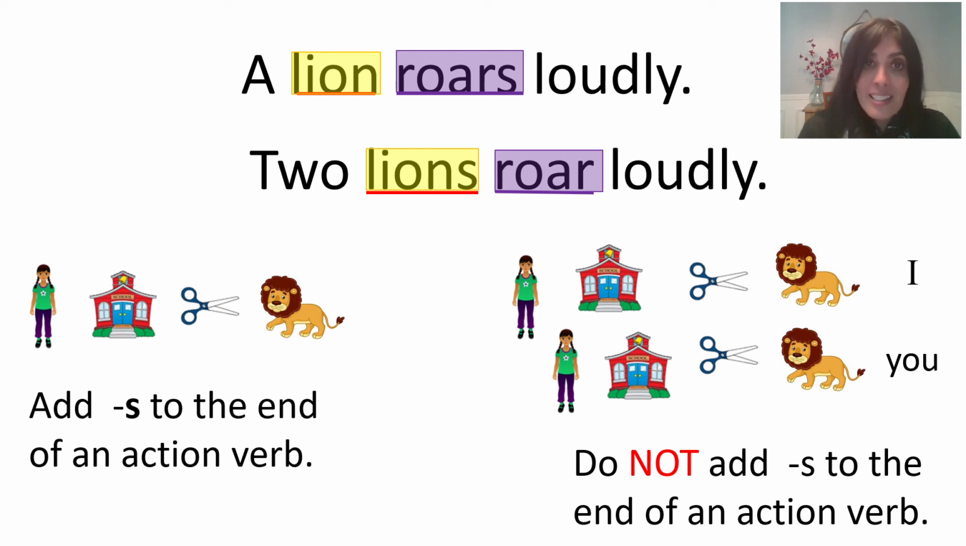If I take a look at that first sentence again, it reads, "A lion roars loudly." Because it's only one lion, I needed to add an S to the end of roars. But my next sentence read, "Two lions roar loudly." Because there were two lions, more than one, I did not add an S to the end of our action verb, roar. This is some new learning. Nice job.